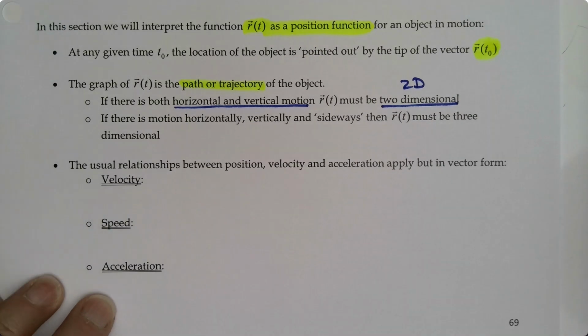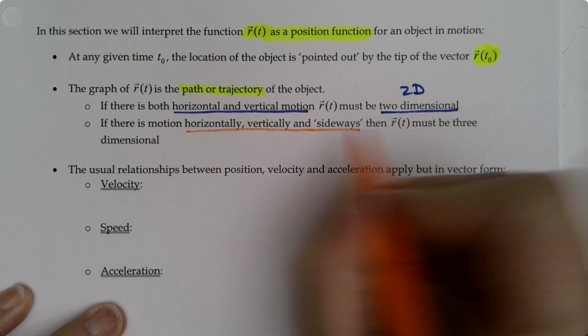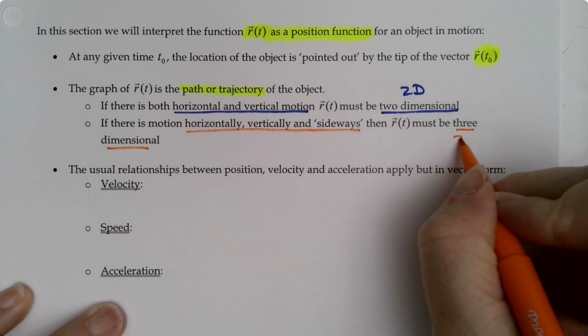But if it has horizontal, vertical, and then a sideways motion, like there's a crosswind or something like that, that will be three-dimensional.